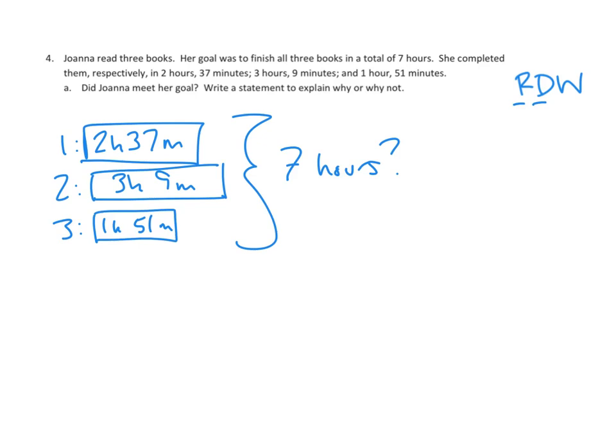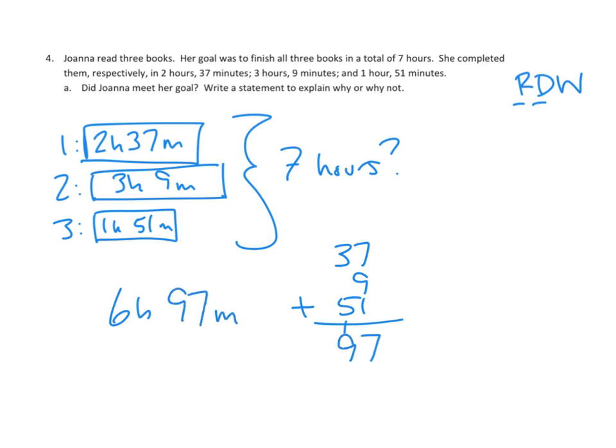If we add our hours together, the hours are fairly simple. It's 2 hours plus 3 hours plus 1 hour. That's going to be 6 hours. And then how many minutes? The minutes might be a little more complicated, so we might have to add that up here manually. We've got 37 minutes plus 9 minutes plus 51 minutes. I'm going to do this here on the side. Let's add all of our ones together. 7 ones plus 9 ones plus 1 one is 17 ones. So we'll go 7 and then 1. And then we've got 3 plus 5 plus 1, that's 9 tens. So 6 hours and 97 minutes.